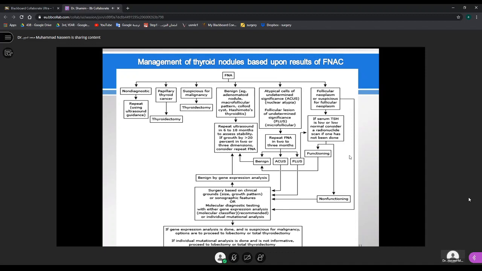If FNAC shows follicular neoplasm, where we cannot differentiate whether it is adenoma or carcinoma, then we should do TSH. If TSH is low or low normal, consider a radionuclide scan. If it shows functioning, it means it is benign, so we will continue with increasing interval ultrasound. And if it is non-functioning, showing a cold nodule, that will be the risk of neoplasm, then we should do surgery or molecular diagnostic testing.